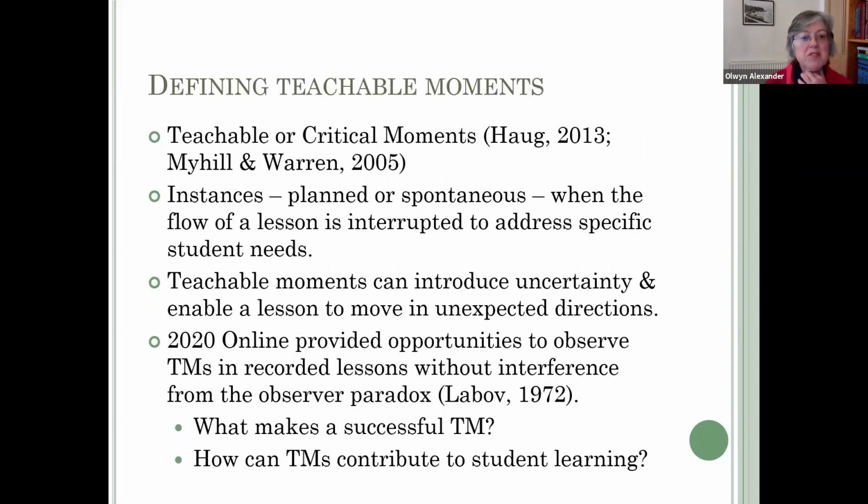So teachable moments, defined by Haug and Myhill and Warren as teachable or critical moments, are instances in the lesson, and they can be planned or spontaneous, when the flow is interrupted to address specific student needs. And the key thing about them is they introduce uncertainty. You don't know where the lesson's going to go if you follow one of these moments, and you've got to be prepared to assess in the moment whether it's worth following or worth saying to a student who's asked a question, well, let's deal with that later.